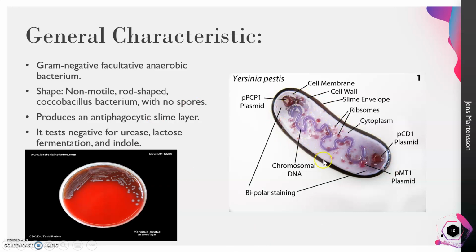So you see right here, it tests negative for urea, lactose fermentation, and indole. As you can see in this example right here, this is the bacteria on blood agar. But I also want to mention that the bacteria survive cytotoxic digestion of blood plasma through the action of Yersinia murine toxin, YMT, which is a plasmid-encoded phospholipase D.